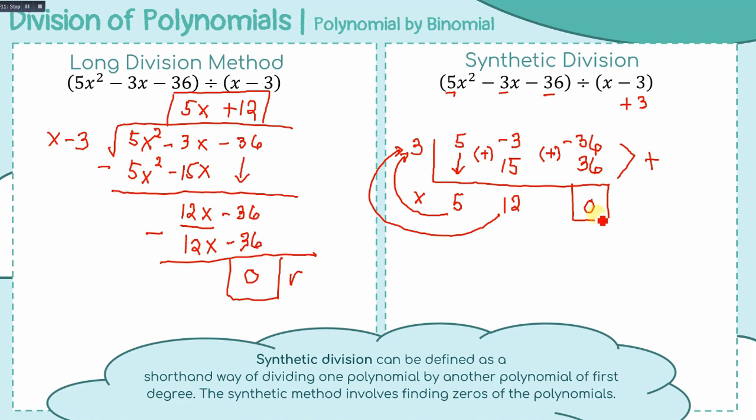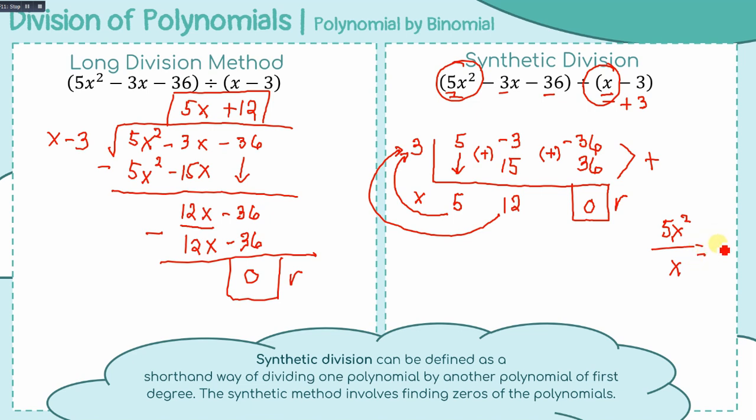I will just rewrite 5x squared divided by x. So that will indicate our first term in our final answer. So 5x squared divided by the first term of our divisor, which is x. So this will become 5x to the power of 2 minus 1. Okay, so quotient rule, right? We apply the quotient rule and subtract the exponent. So we have 5x raised to 2 minus 1, that will become 5x. So this will become our first term.